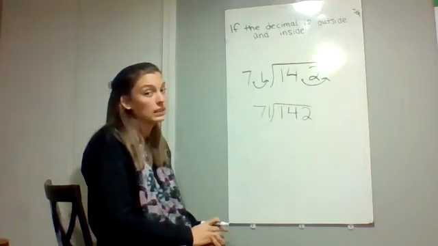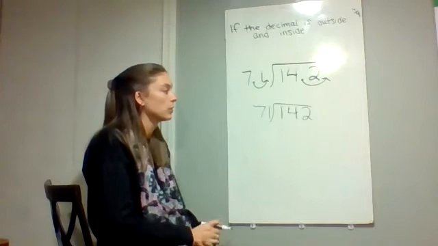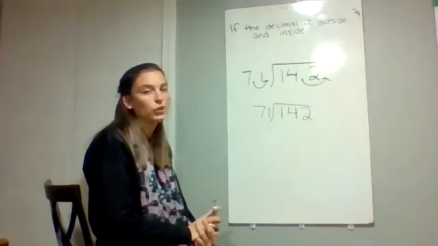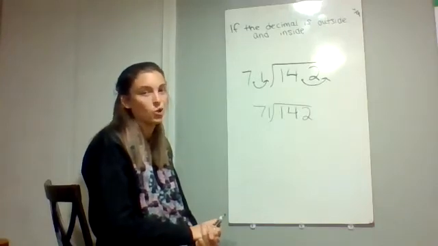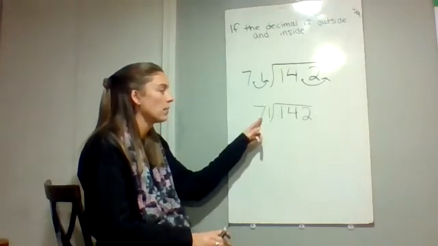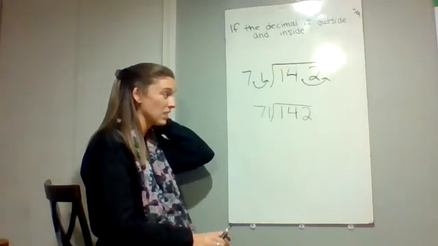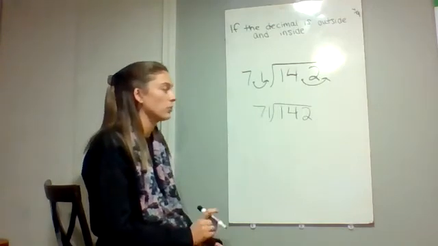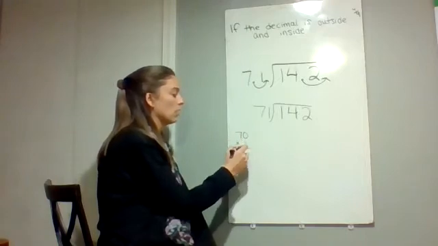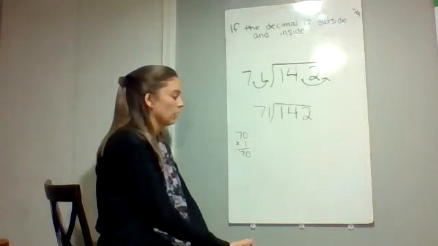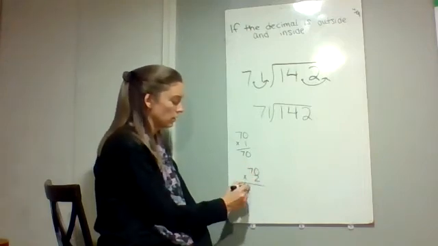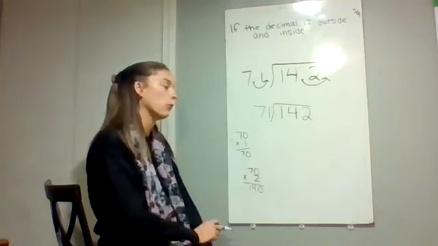71 doesn't fit into 14, but it does fit into 142. So now I have to figure out how many times. If you don't know your 71's times tables, that's normal, because I don't either. But I can use estimation. So I could say about how many groups of 70 would fit into 142. I know 70 times 1 is 70. I know 70 times 2, I could cover that 0, it's 14, put the 0 back, 140.